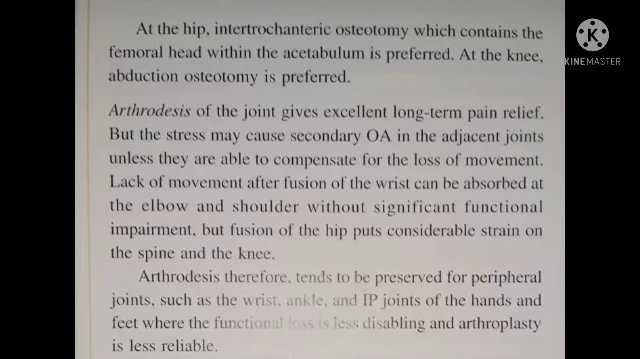Arthrodesis of the joint gives excellent long-term pain relief. But the stress may cause secondary OA in the adjacent joints unless they are able to compensate for the loss of movement. Lack of movement after fusion of the wrist can be absorbed at the elbow and shoulder without significant functional impairment, but fusion of the hip puts considerable strain on the spine and the knee. Arthrodesis, therefore, tends to be preserved for peripheral joints, such as the wrist, ankle, and IP joints of the hands and feet where the functional loss is less disabling and arthroplasty is less reliable.